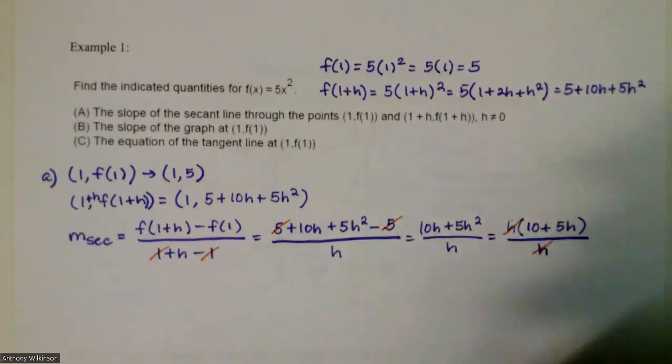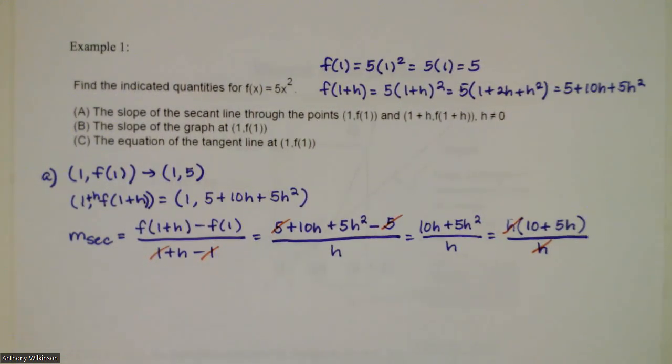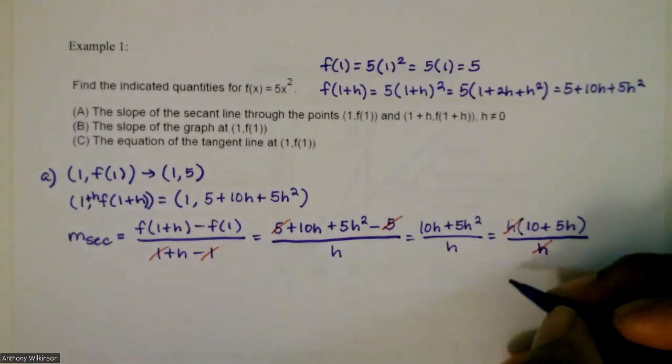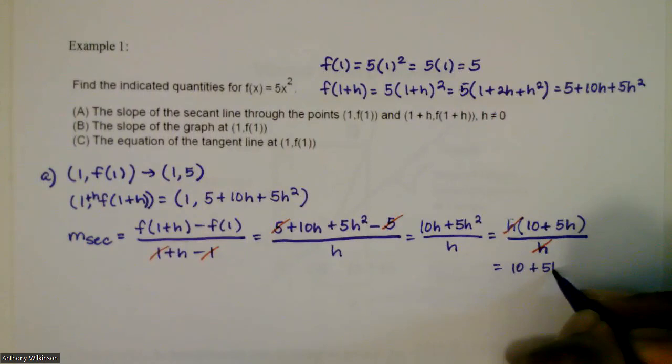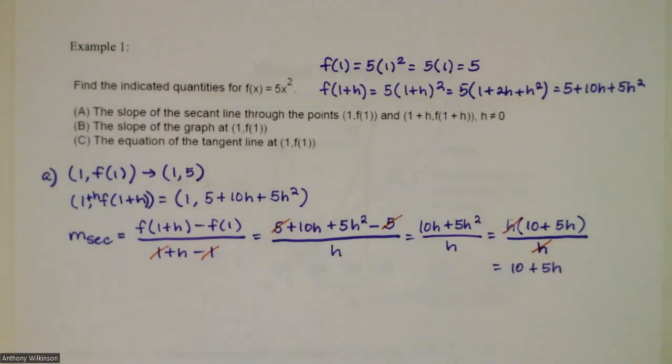So here the h's divide out. You'll be left with just 10 plus 5h. And that would be the slope of the secant line going through those 2 points, 1 comma f of 1 and 1 plus h comma f of 1 plus h. So that was part A.